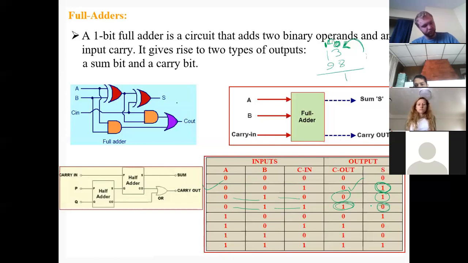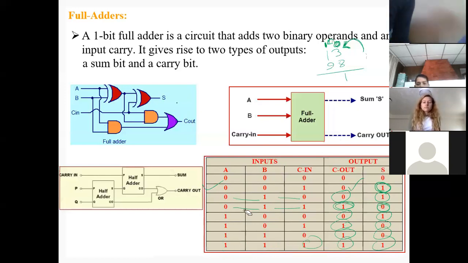1 plus 1 is 10. So then 1 plus 0, add 3 numbers, sum is 1, carry is 0. 1 plus 0 plus 1, sum is 0, carry is 1. 1 plus 0, sum is 0, carry 1. So 1 plus 1, sum is 1, carry 1.